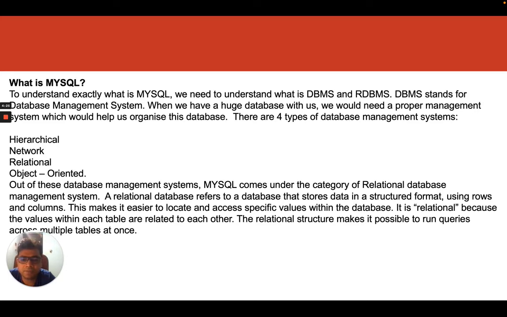A relational database refers to the database that stores data in a structured format using rows and columns. This makes it easier to locate and access specific values within the database. It is relational because the values within each table are related to each other. The relational structure makes it possible to run queries across multiple tables at once.